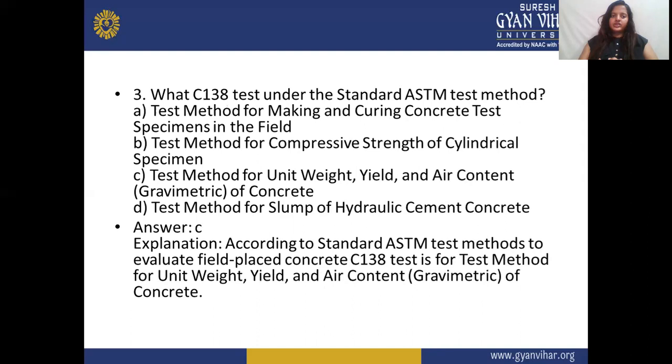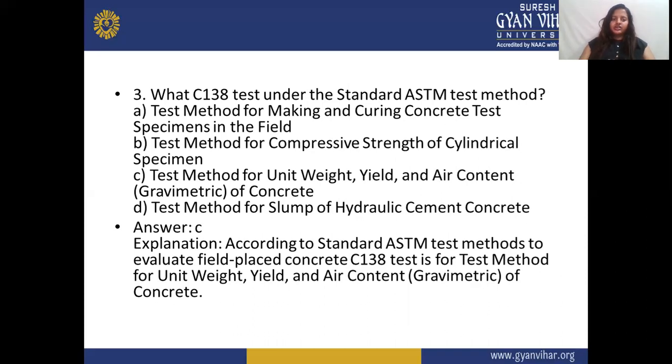Next, what is the C138 test under the standard ASTM method? Again, first, test method for making and curing concrete test specimen in the field. Second, test method for compressive strength of cylindrical specimen. Third, test method for unit weight, yield and air content, gravimetric of concrete. Fourth, test method for slump of hydraulic cement concrete. So the answer is C, which refers to test method for unit weight, yield and air content, gravimetric of concrete.